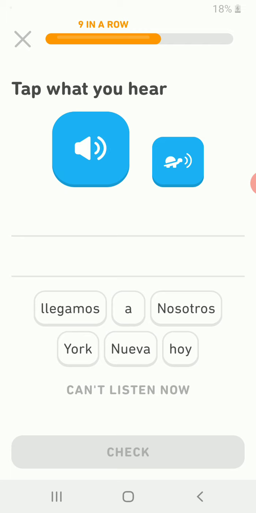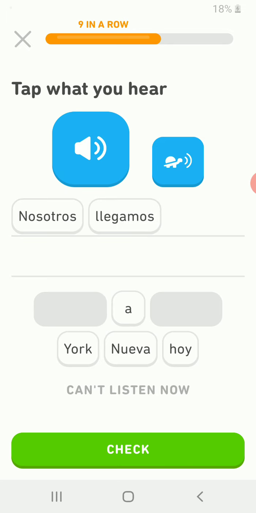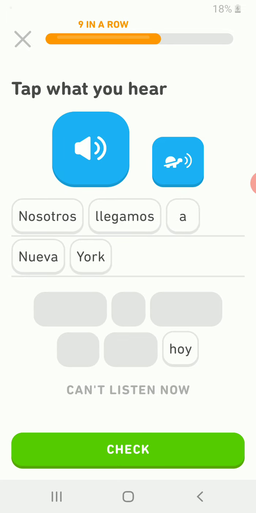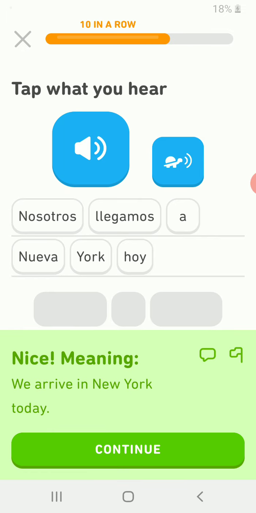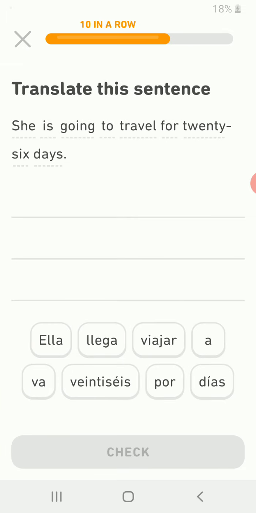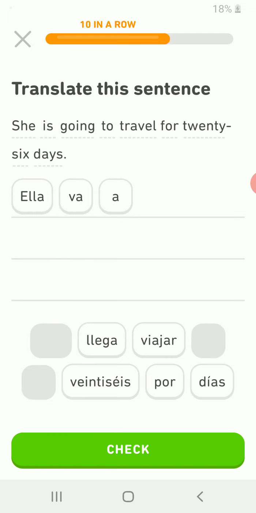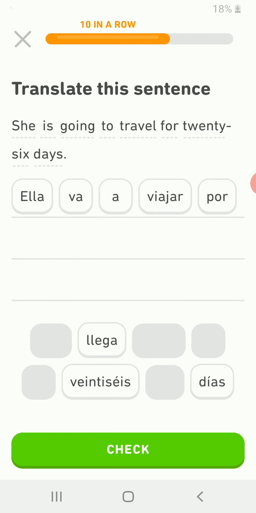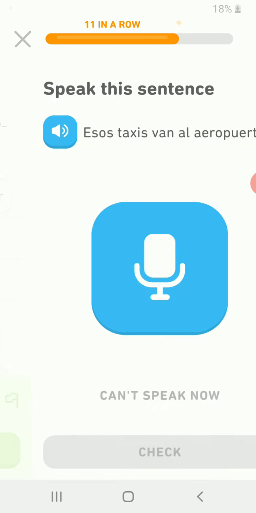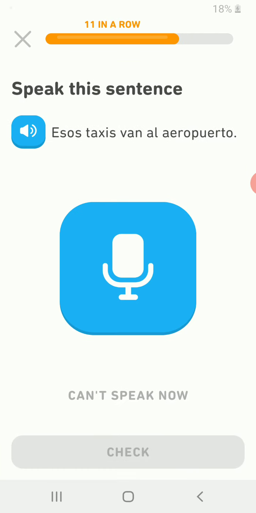Nosotros llegamos a Nueva York hoy. So we arrive in New York today, and she is going to travel for 26 days. Ella va a viajar por 26 días. Esos taxis van al aeropuerto.